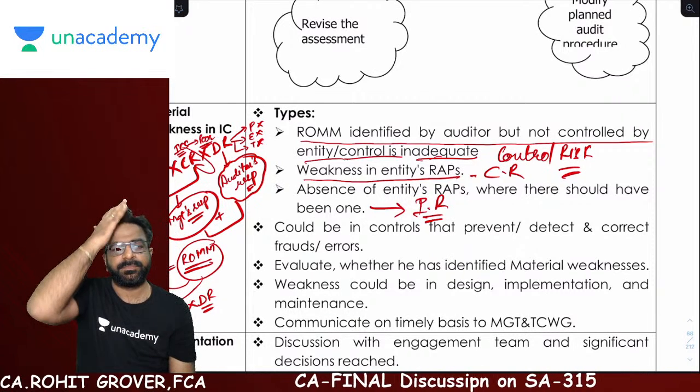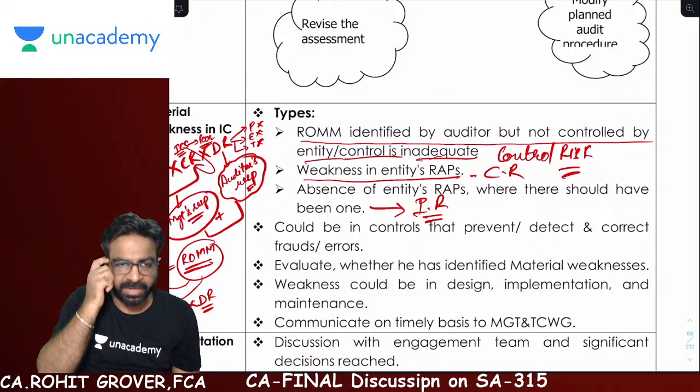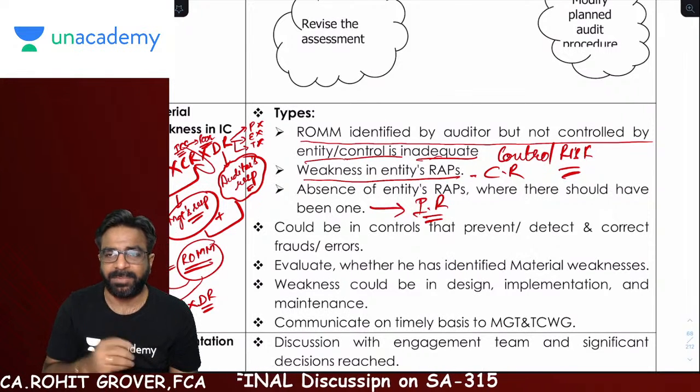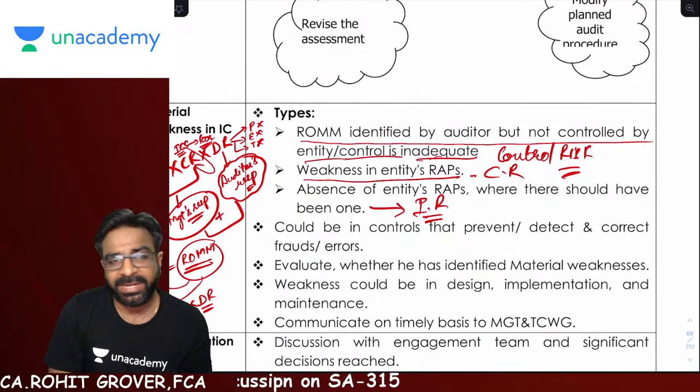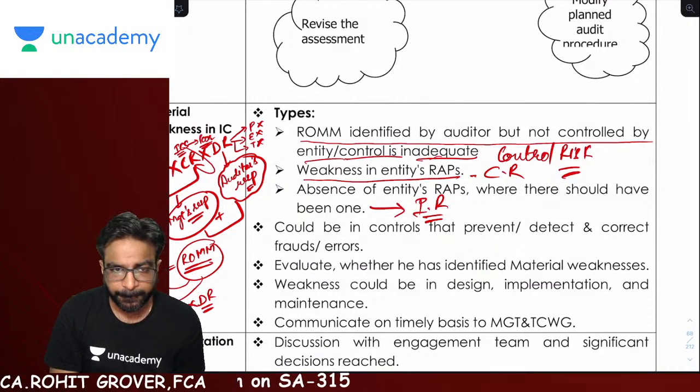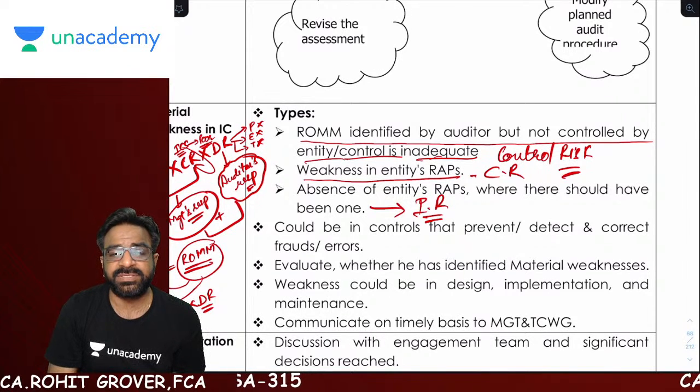Are you getting the point? Inherent risk and control risk will be lower. But at that point of time, detection risk will be very high. Why will detection risk be very high?